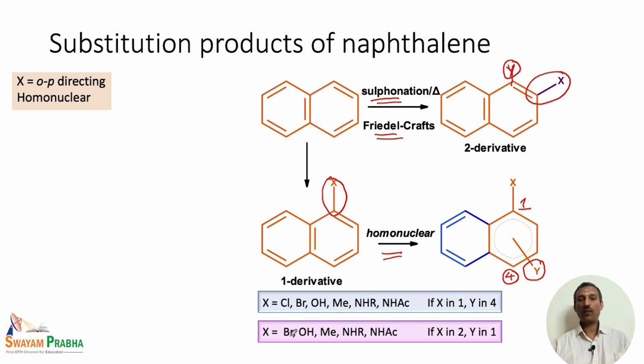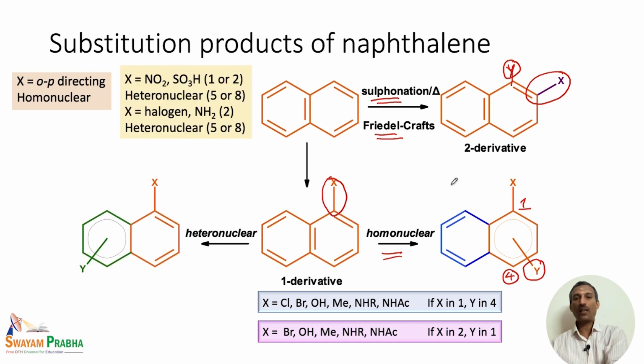For example, if you have ortho-para directing groups such as bromine, hydroxy, or methyl present in position number 2, the second incoming group, that is the electrophile, goes to position number 1 only. In this case also it is a homonuclear derivative. So if we have ortho-para directing groups, they generally give homonuclear derivatives on second substitution. On the other hand, if we have other groups, for example a nitro group or a sulfonic acid group, they generally prefer a heteronuclear substitution.